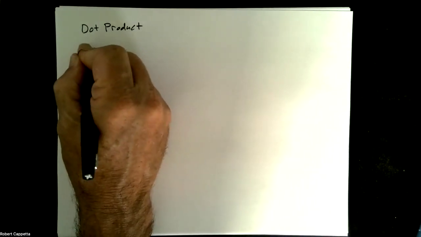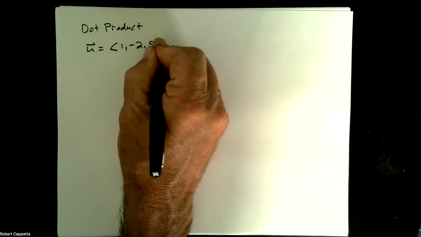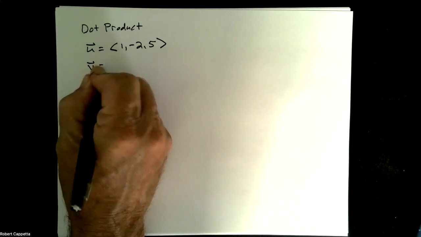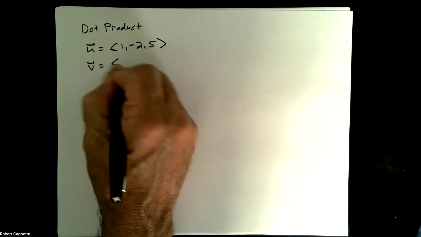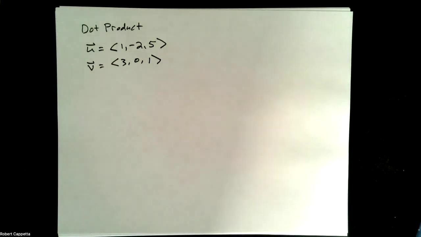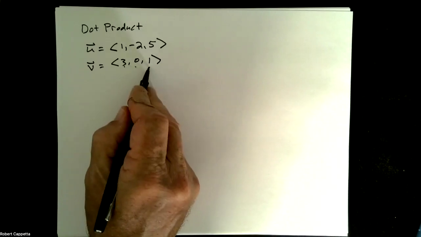I'm going to look at 2 vectors in 3 dimensions. Vector u is going to be 1, -2, 5, and vector v will be 3, 0, 1. Again, what does this mean? A vector has magnitude and direction, but it doesn't have a given location in space. Remember, of course, that each of these represents change in x, change in y, change in z.